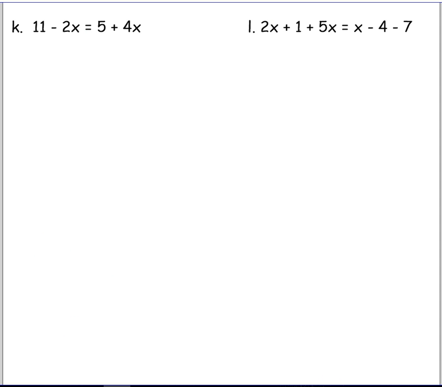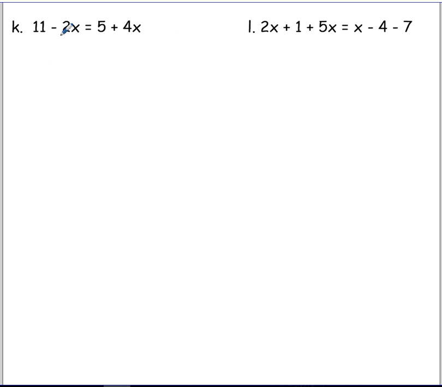Now K and L give us some other things. Notice they have it switched a little bit for K. We have our x's second instead of first. No biggie. When I look at my left-hand side, there's nothing to simplify. My right-hand side, there's nothing to simplify, so I can go ahead and start moving x's.